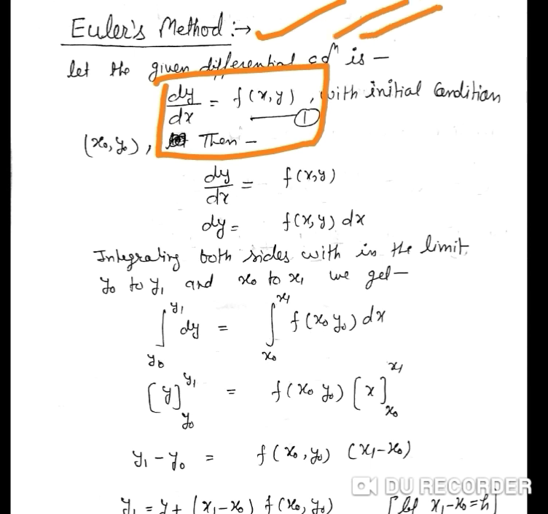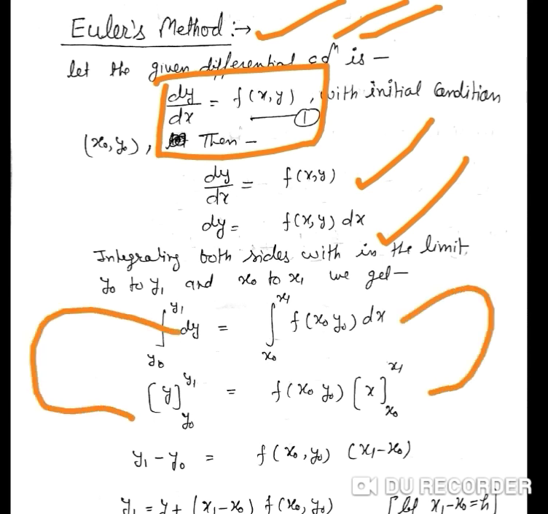ठीक है, so let dy/dx is equal to f(x,y), then by cross multiplication dx will be on this side. Now integrating both sides within the limits y0 to y1 and x0 to x1. Because f(x0,y0) is a constant, the integral of dx is x and the integral of dy is y. Now applying the limits, we get y1 minus y0 is equal to f(x0,y0) times the upper limit minus the lower limit of x, so we get x1 minus x0.